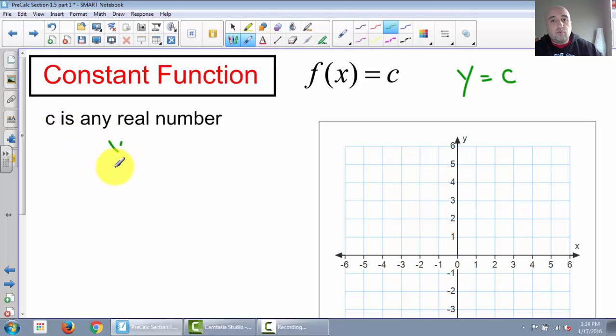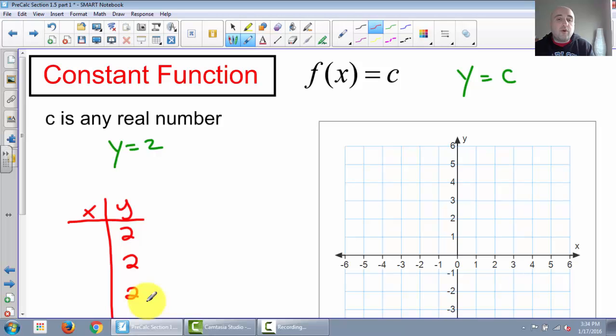So let's do y equals 2. I'm going to make an xy table, and it's telling us that y equals 2 no matter what. No matter what we do, y is equal to 2. So my whole y column is going to be 2 because this is y equals 2. So I'll pick negative 2, I'll pick 0, and I'll pick positive 2.